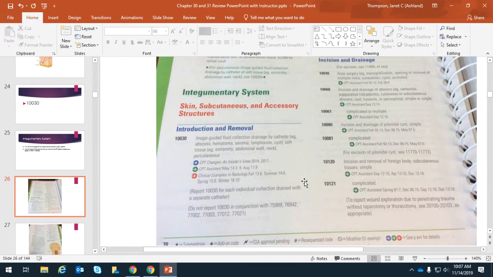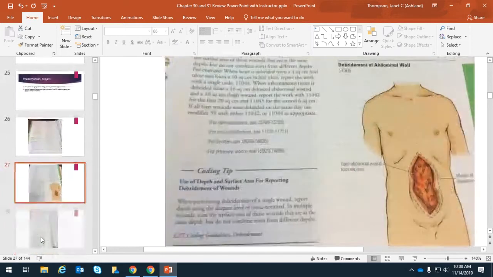Underneath that code, we have a note in parentheses: report 10030 for each individual collection drained with a separate catheter. And then do not report 10030 in conjunction with the 700 codes listed there that come from the radiology section. If we go back to the description of 10030, it says image guided, so it's using some kind of radiological substance to visualize. What that's telling you is you don't bill that separately with the image guiding. That code includes that feature.